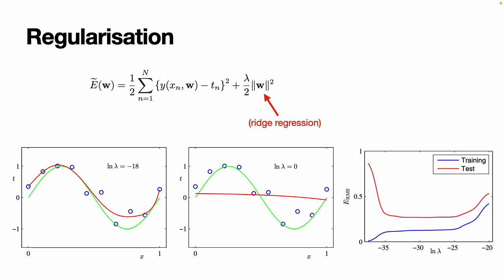If you regularise too much, you introduce biases again, and so this goes back up. But the idea is there's a nice plateau here. So that's explicit regularisation, traditional regularisation.